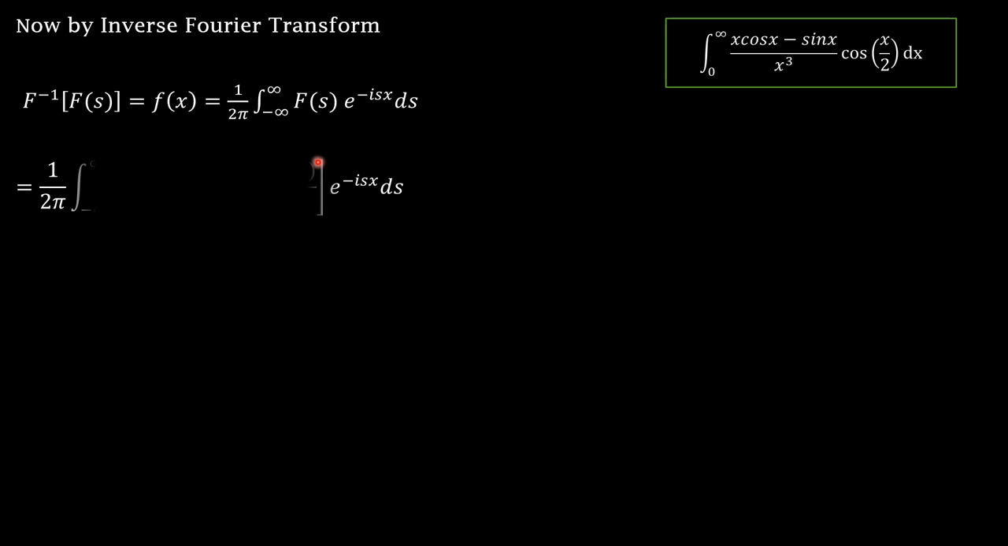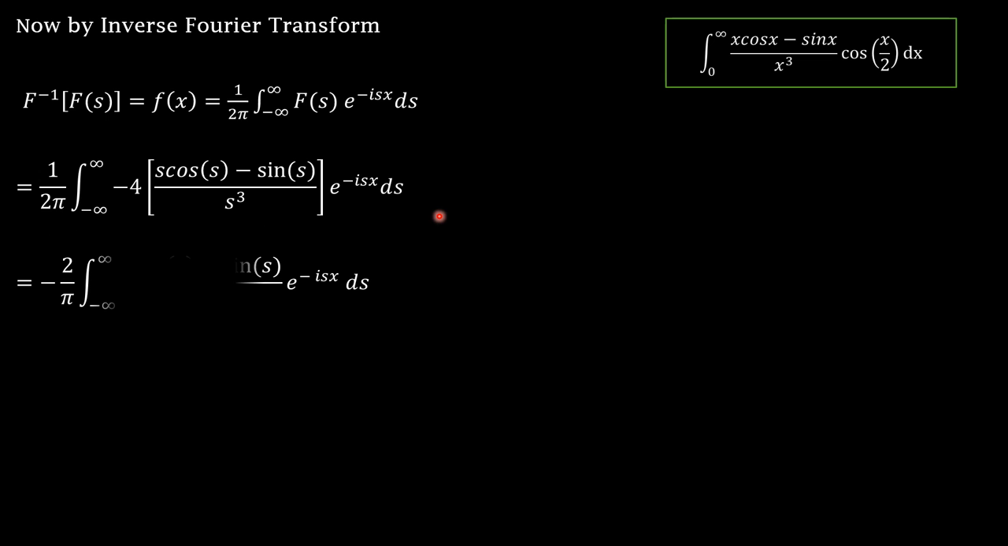Just substituting the Fourier transform of the function, the integration reduces to the form 1 by 2 pi integration from minus infinity to infinity of minus 4 into (s cos s minus sin s) by s cube into e to the power minus isx ds. Just cancelling the terms, minus 4 by 2 is nothing but minus 2 by pi into the integration from minus infinity to infinity of (s cos s minus sin s) by s cube into e to the power minus isx ds.